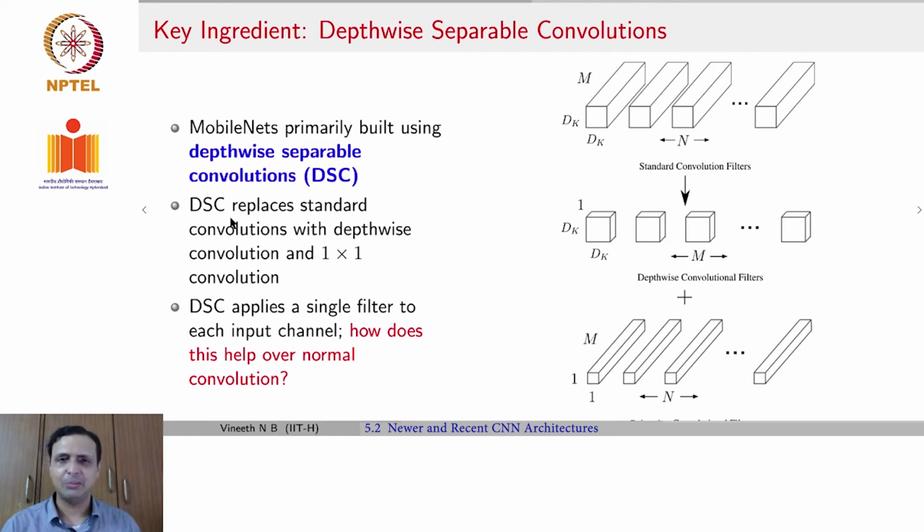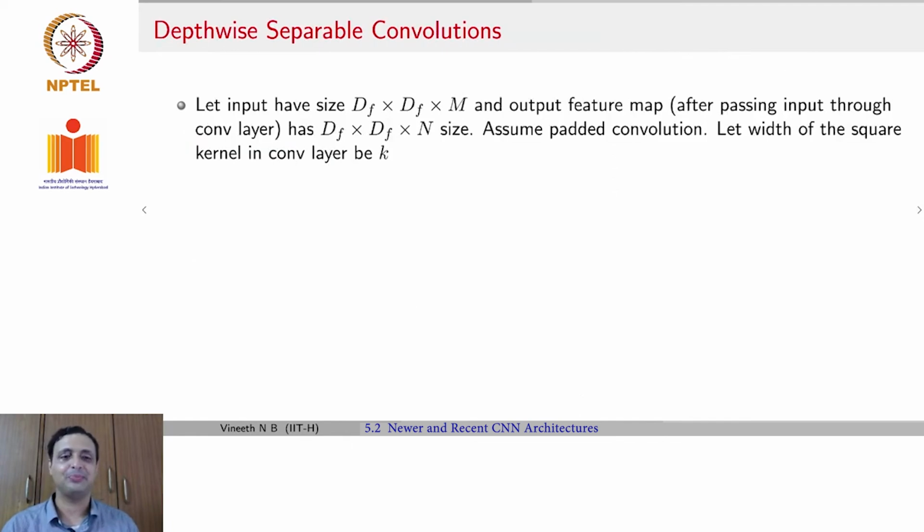Let's see this in some more detail. So DSC, which is depthwise separable convolutions, replaces standard convolutions with depthwise convolution followed by 1 cross 1 convolution. As you can see, 1 cross 1 convolution is a very popular choice to reduce computations in CNNs. And DSC applies a single filter to each input channel. So how do you think this helps over standard convolution? Let's try to take a few dimensions and analyze this carefully.